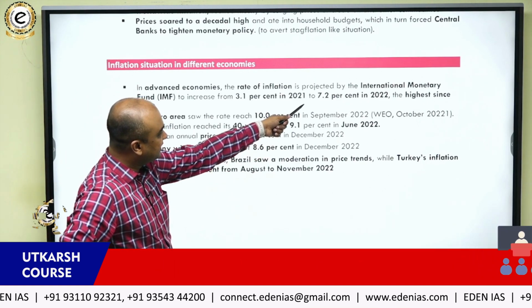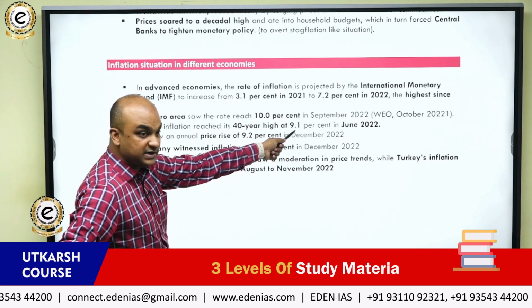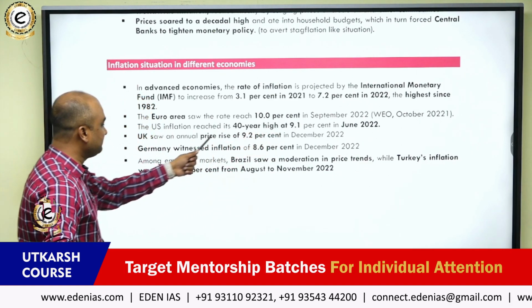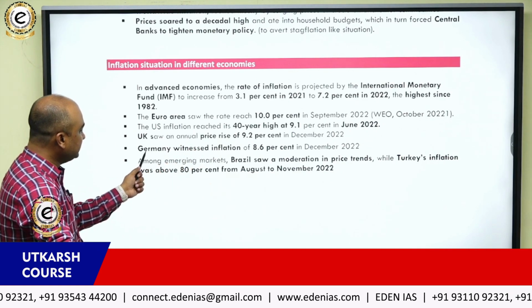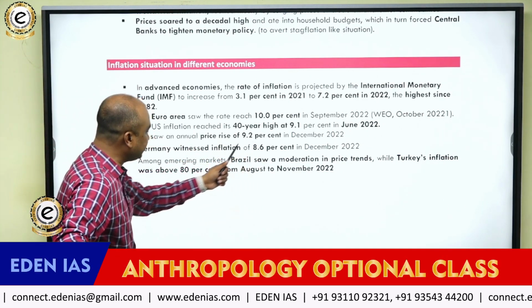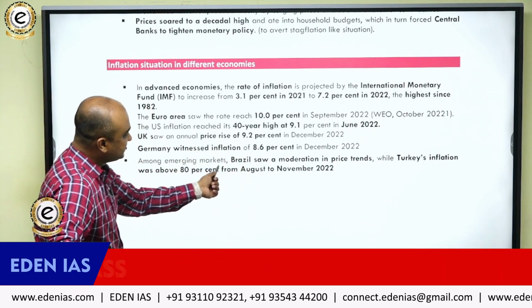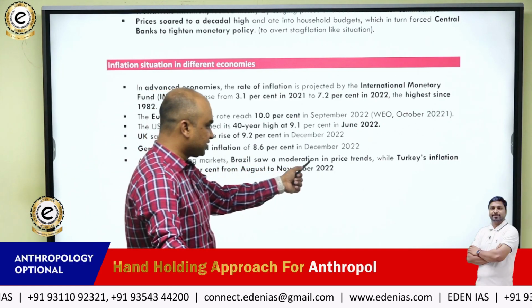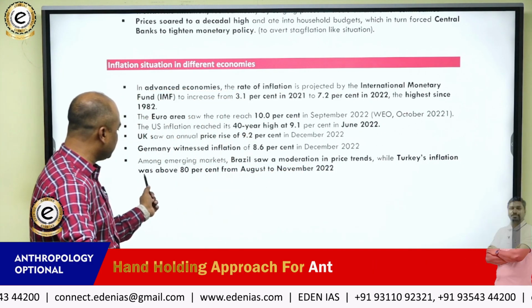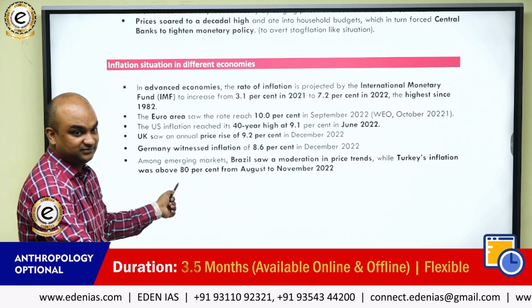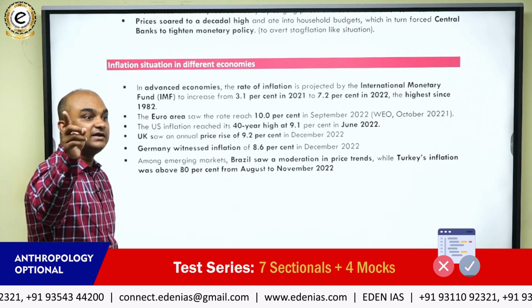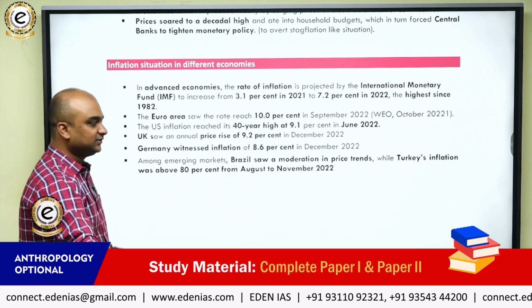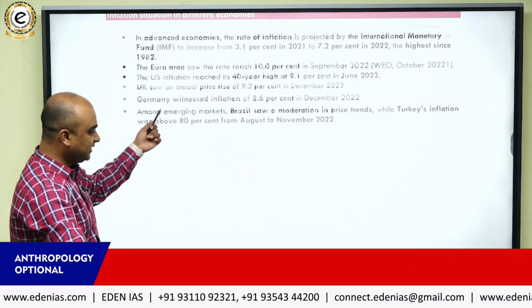तो देखो कैसा रेट चल रहा है, 7.2%, 10%, 9%. ये एडवांस इकोनॉमीज की बात हो रही है. यूके सॉ एन एनुअल प्राइस राइज ऑफ 9.2%. जर्मनी विटनेस्ड 8.6%. Among all emerging markets, Brazil saw a moderation in price trend. Turkey's inflation was above 80%. मतलब आप समझ रहे हो? And also, Turkey has got affected further by the earthquake. So things are not so good in Turkey.